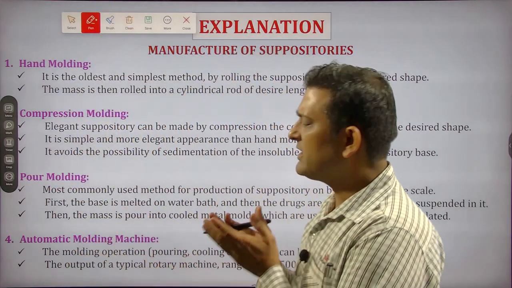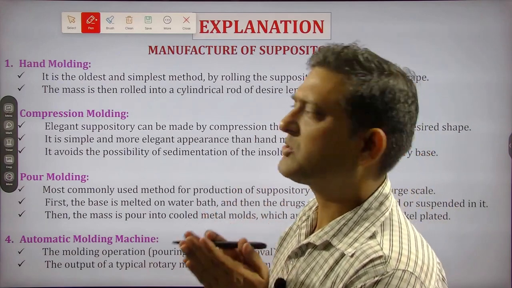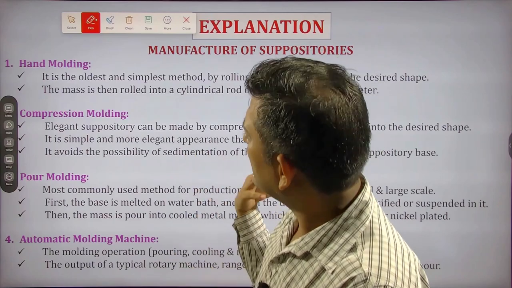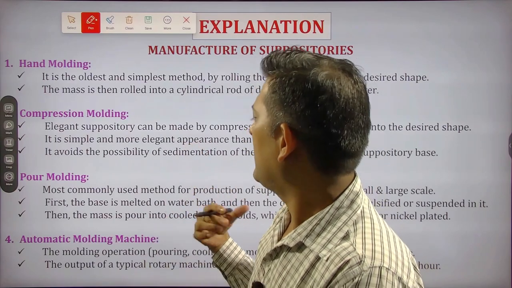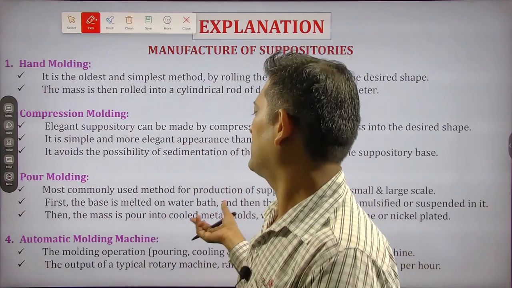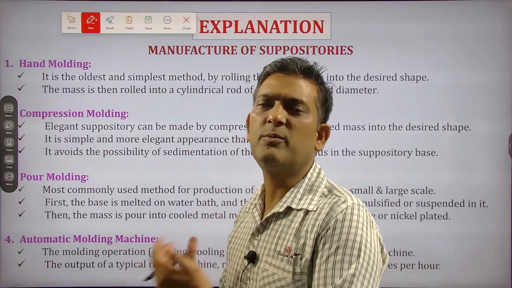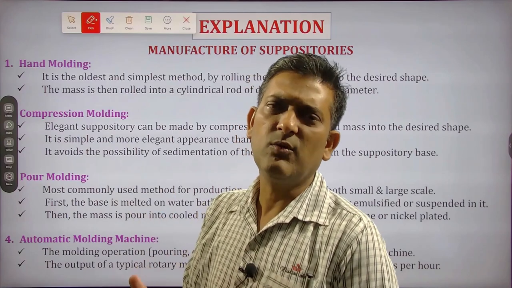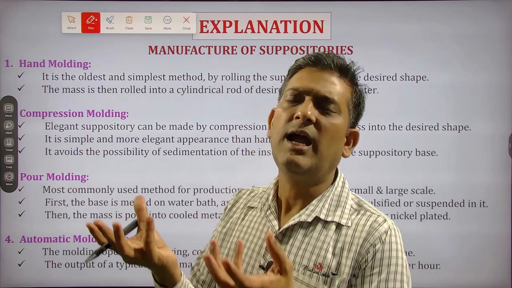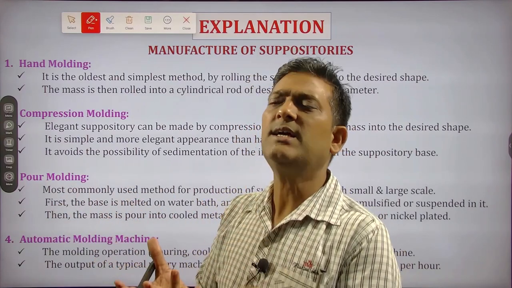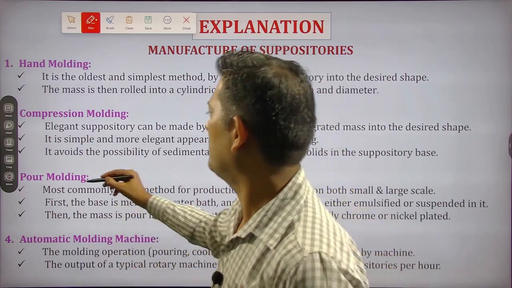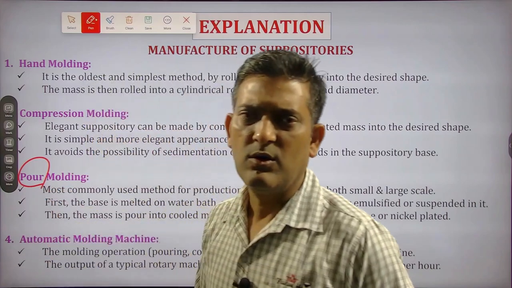Different methods are there for the preparation of suppositories: hand molding, which has already been discussed a little earlier, then compression molding, pour molding, and the automatic molding machine. Automatic means the machine is there and the process goes on automatically. Pour molding means a specific mold is there with different orifices and sizes, and the product in molten state is poured into it, as per the name. Where do you have to pour?